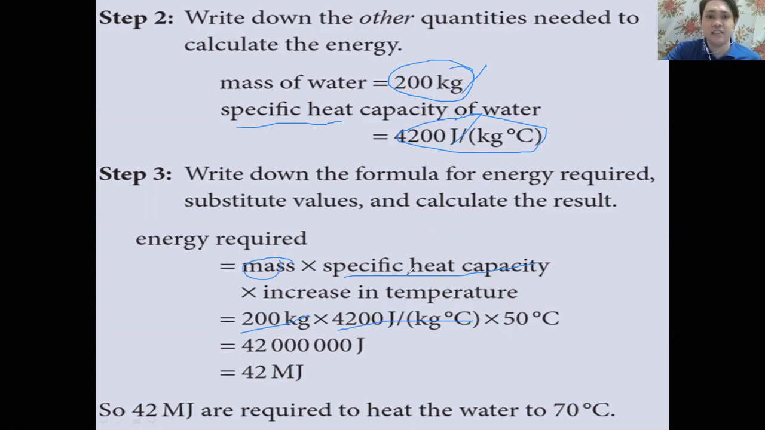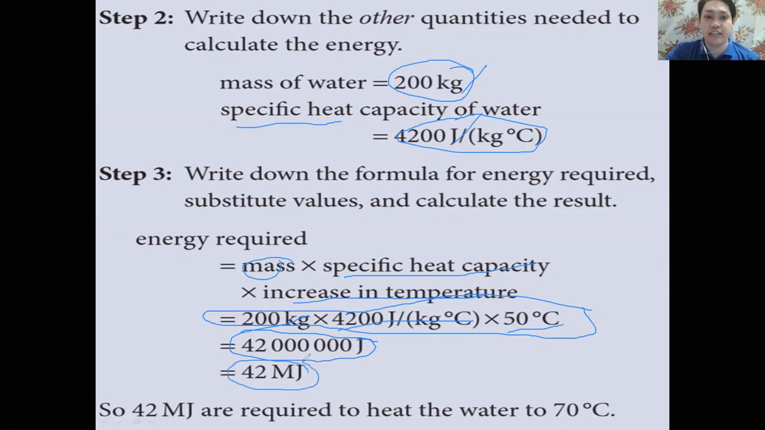And then again, the increase in temperature, we solved it a while ago, it's 50 degrees Celsius. So by just multiplying all the given that we have, after substituting it to the equation or formula, it will give you 42 million joules.